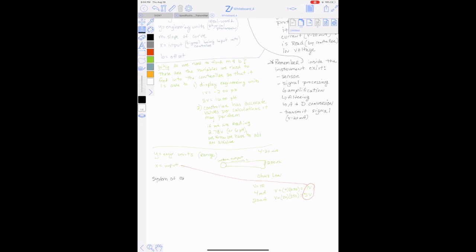So let's use our system of equations to solve for M and B. We'll start at the lower end of the range. So we replace Y with -2 equals M times 1 volt plus B. At the high end of the range, we have 16 equals M times 5 plus B.